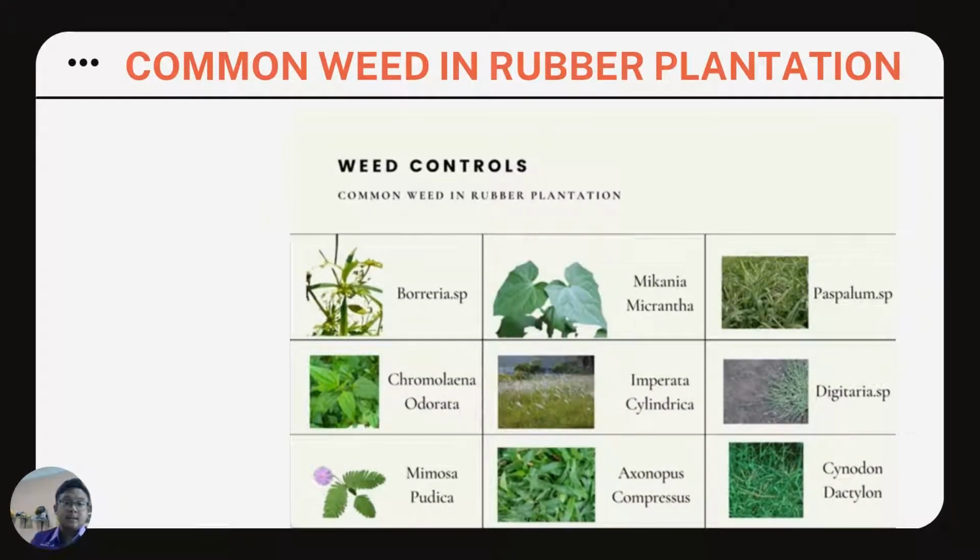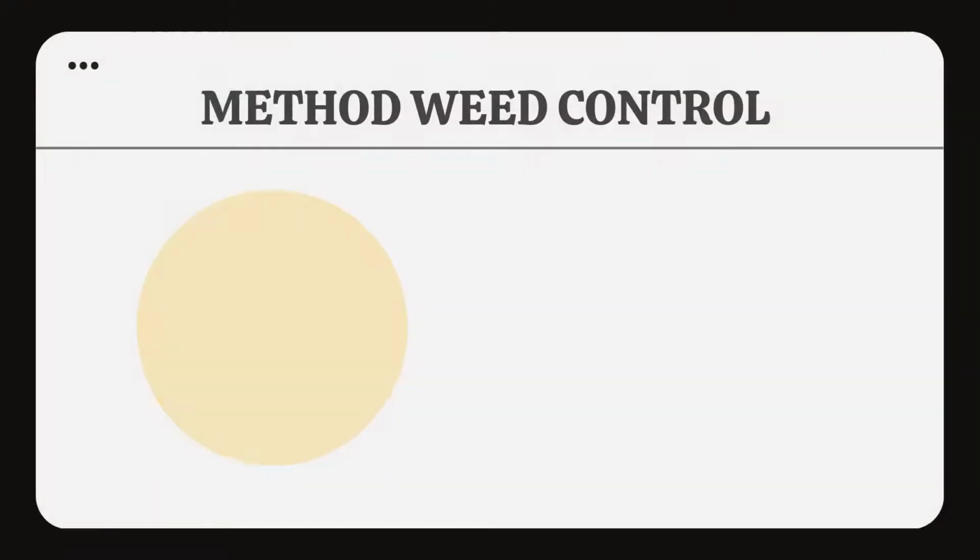Here we can see some common weeds in rubber plantations: Borreria species, Mikania micrantha, Paspalum species, Chromolaena odorata, Imperata cylindrica, Digitaria species, Mimosa pudica, Axonopus compressus, and also Cynodon dactylon. These are some of the weeds that are usually seen growing in the rubber plantation.